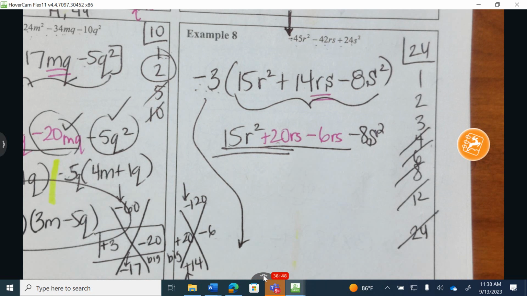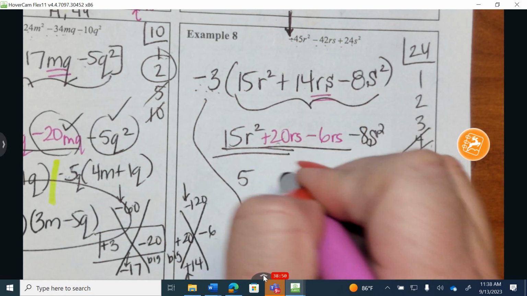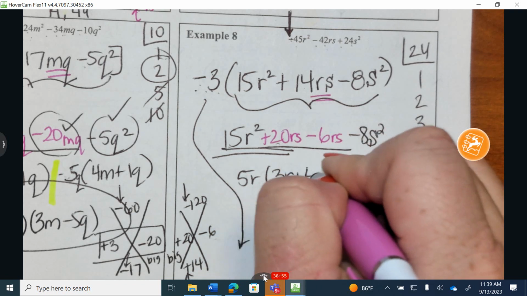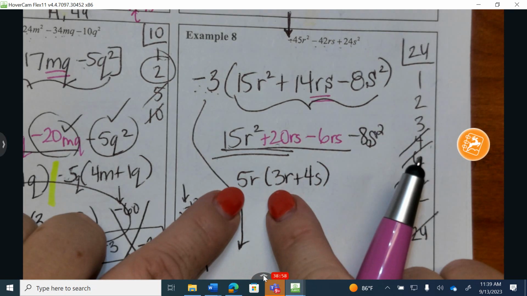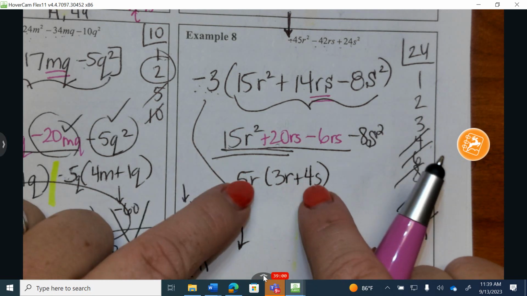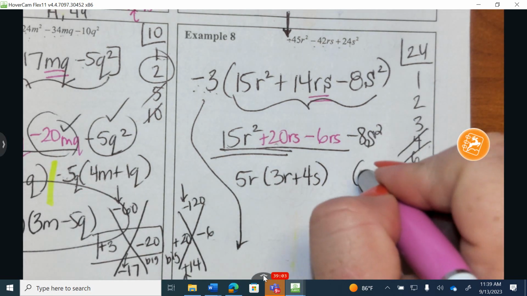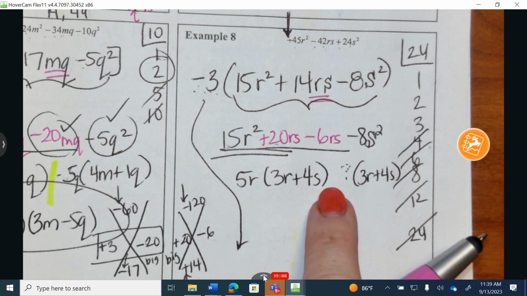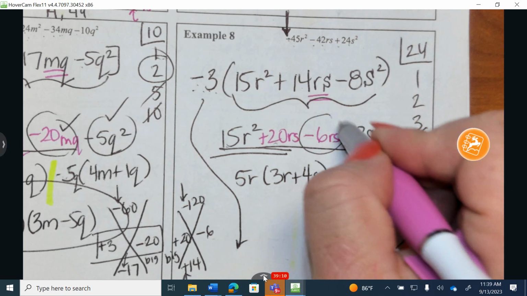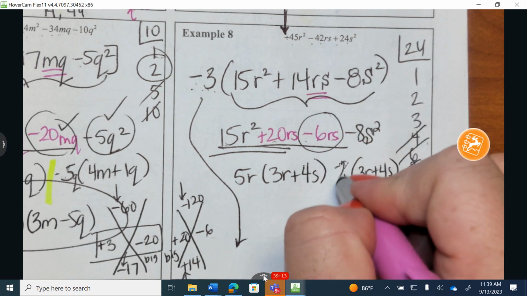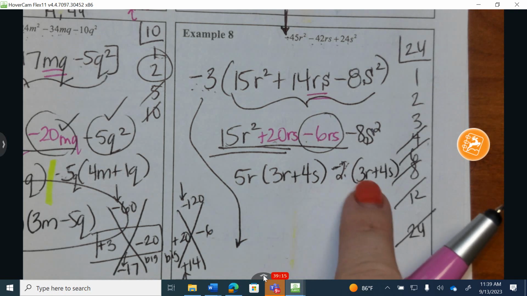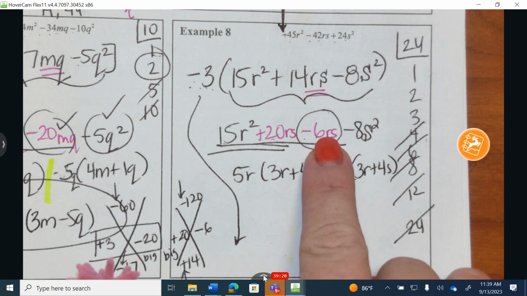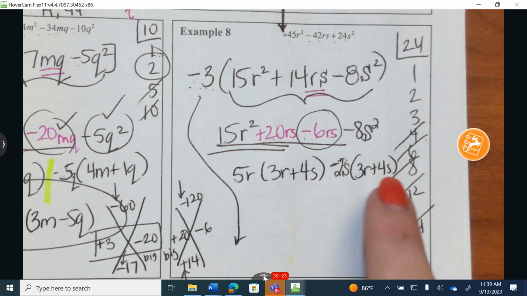All right, what can I factor out of the first two? A 5 and an r. And then we'll be left with 3r plus 4s. Again, let's make sure I did this right. 15r squared, 20rs. Copy and paste the 3r plus 4s with a like question mark. What times 3 is negative 6? That's a negative 2, but we have to be careful here. Yes, I have the negative 6r, but I also need an s. Negative 6rs and negative 8s squared.